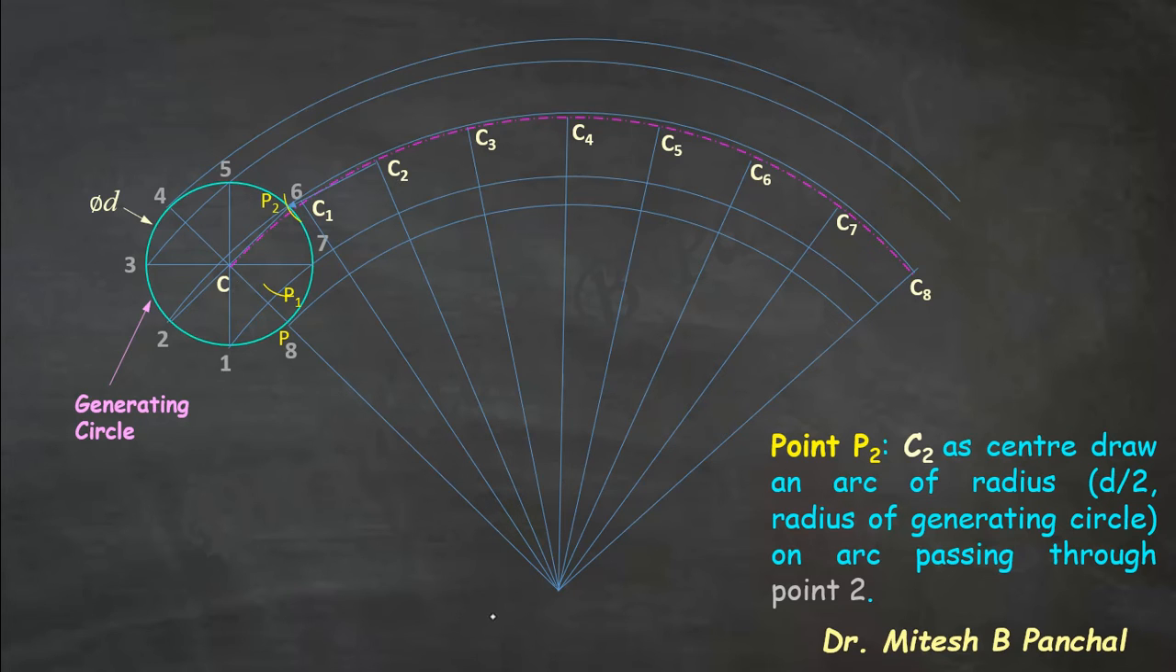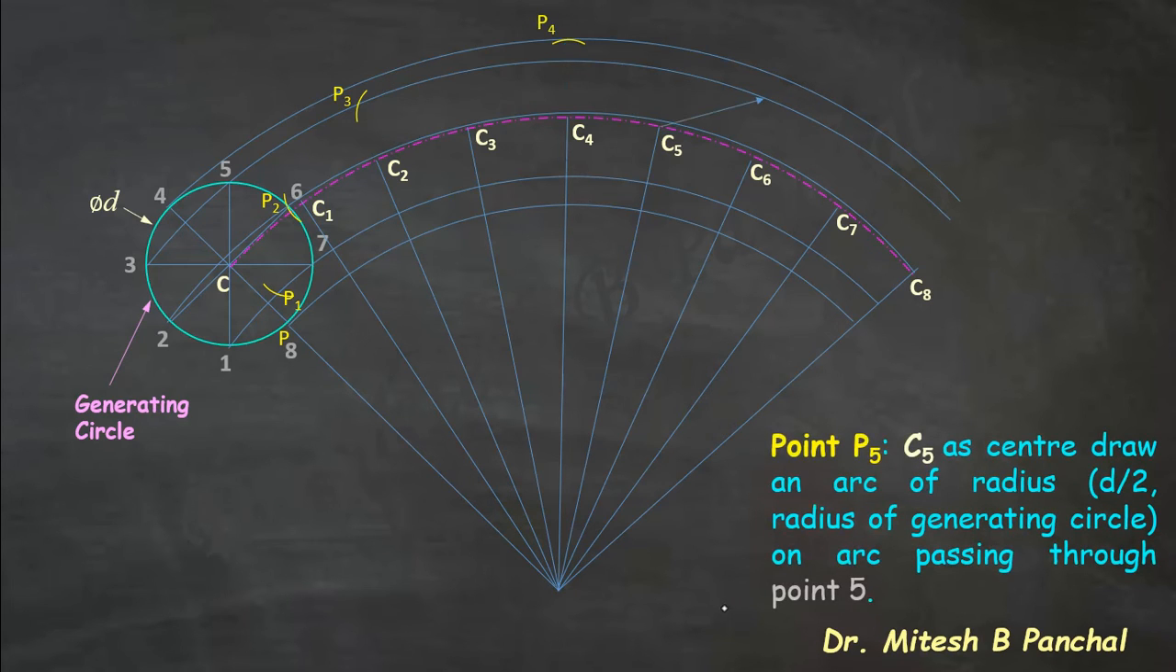Okay. Now consider the third position of the generating circle at C3. So C3 as center, d by 2 as radius, and considering arc on the arc passing through point 3, we will get P3. Similarly P4 can be obtained. Point P4 is the highest position, or the topmost position, of the epicycloid, where point P reaches the position of point 4 during its rolling. Okay, so P4 can be obtained.